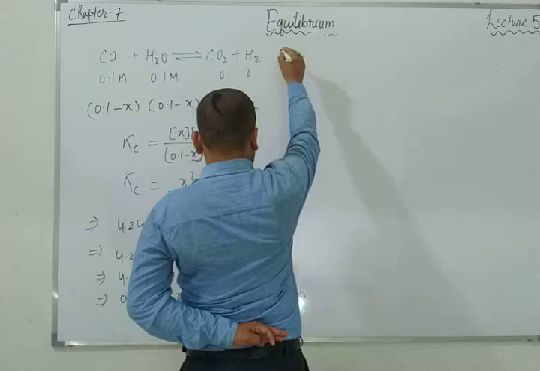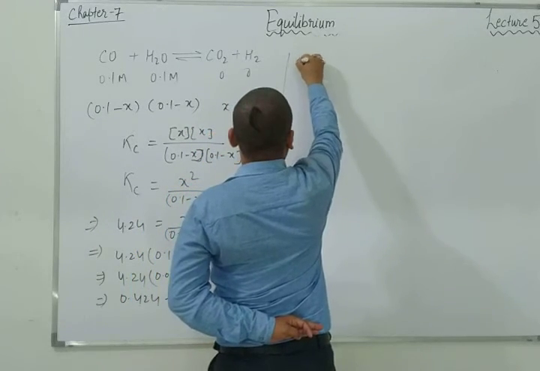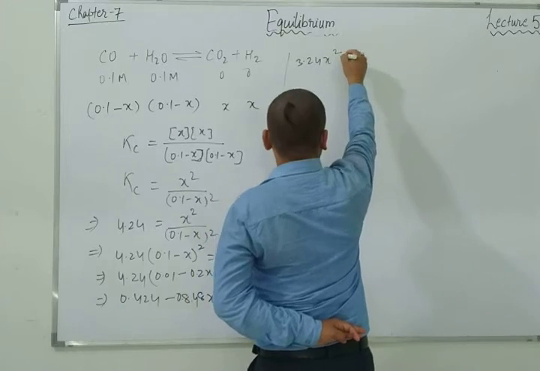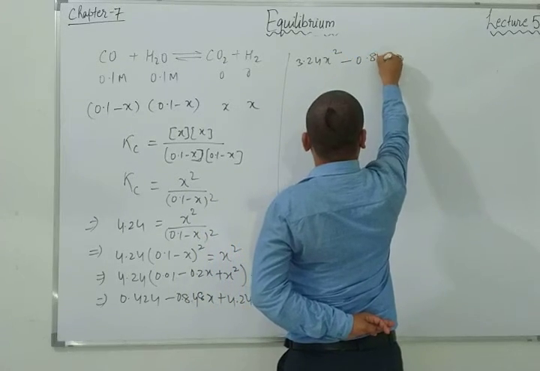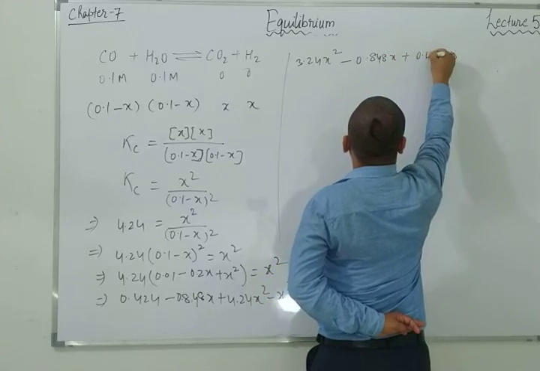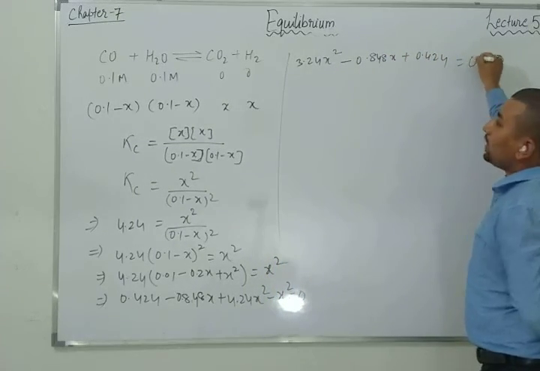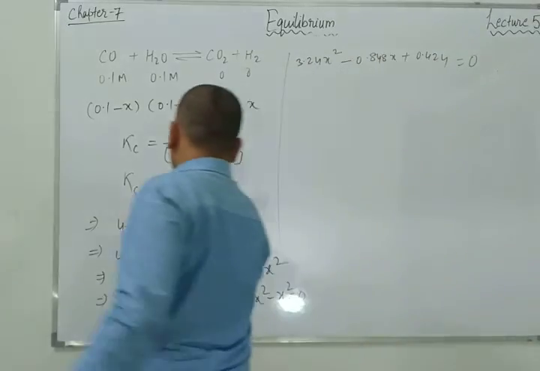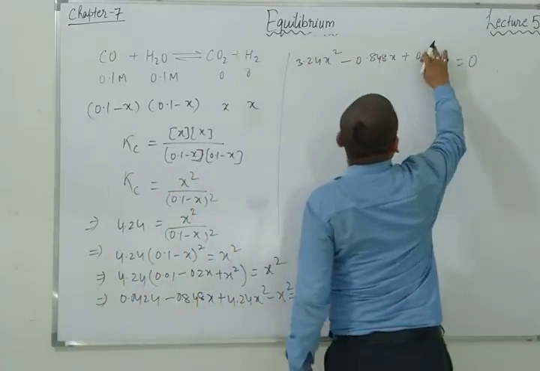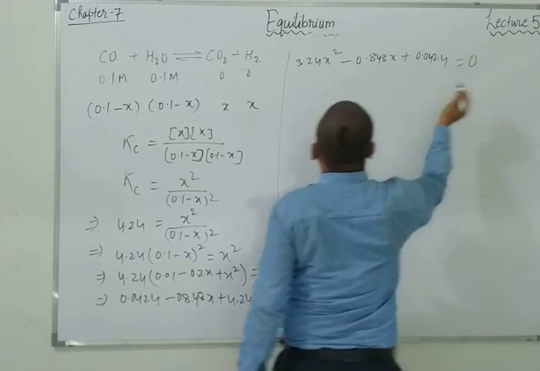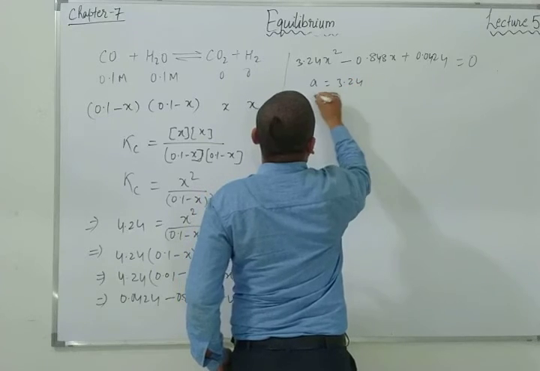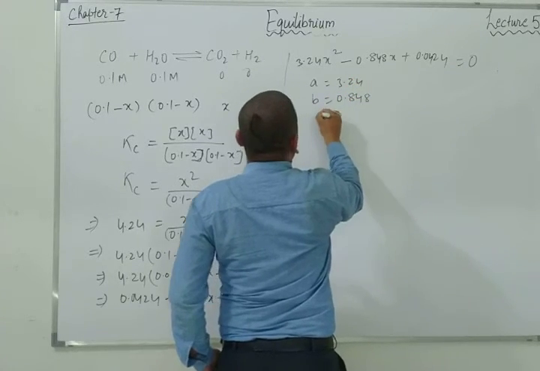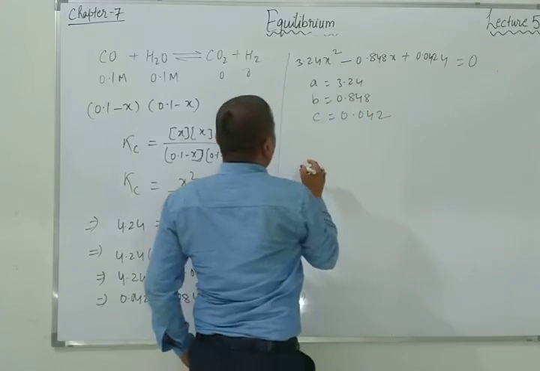So now 4.24 minus 1, so it will become 3.24x square minus 0.848x plus 0.0424 is equal to 0. Sorry, here it will be one more 0. So this is a quadratic equation. A is equal to 3.24, B is equal to 0.848, C is equal to 0.0424. Now you have to find out the value of x.